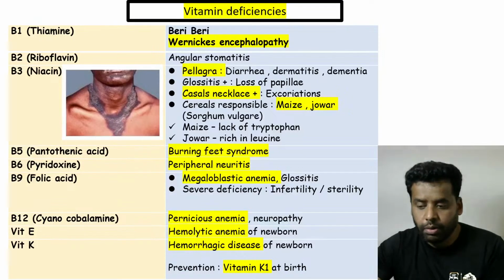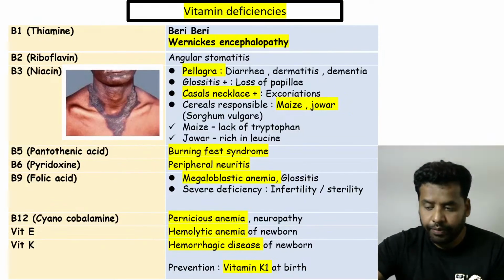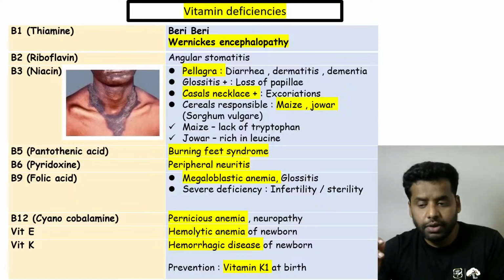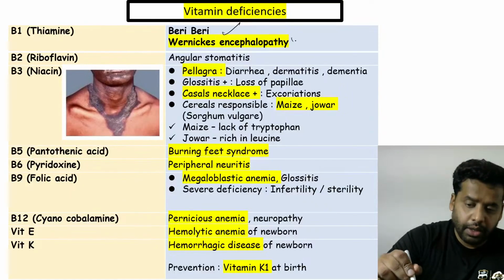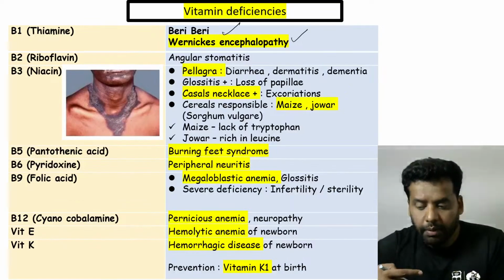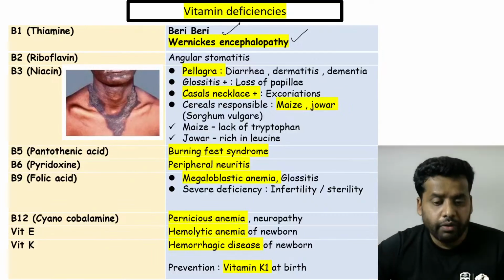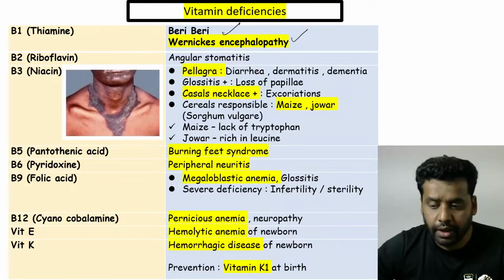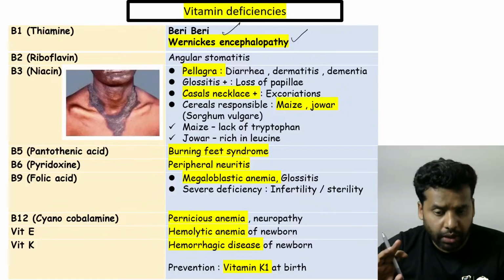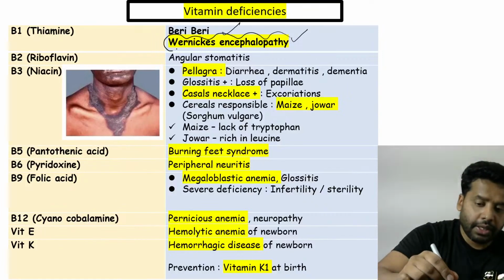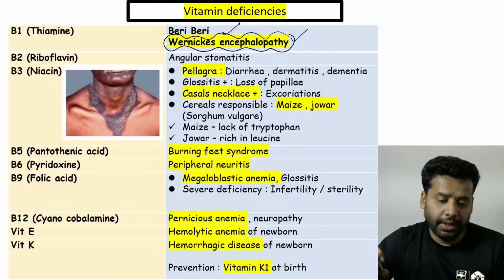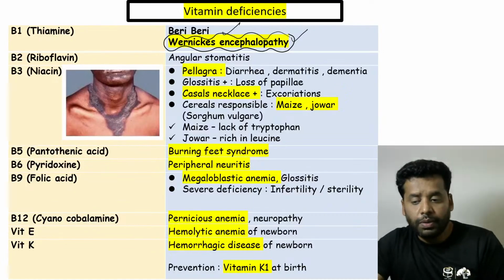And a very important topic is vitamins in nutrition. You cannot go to exams without knowing vitamins. What is vitamin B1 deficiency causing? Beriberi, Wernicke's encephalopathy. What are the types of beriberi? Dry and wet. Dry beriberi presents as peripheral neuropathy. Wet beriberi presents as congestive cardiac failure. Wernicke's encephalopathy presents with GOA as the mnemonic: global confusion, ophthalmoplegia, ataxia.